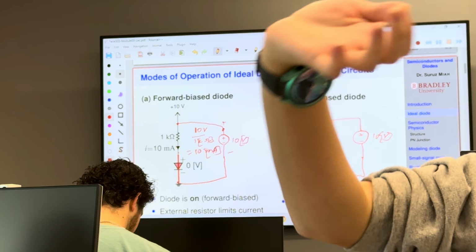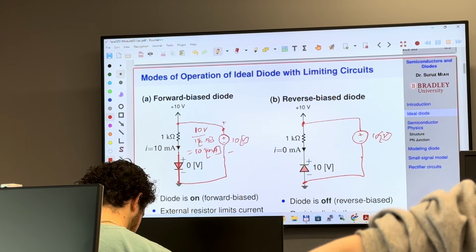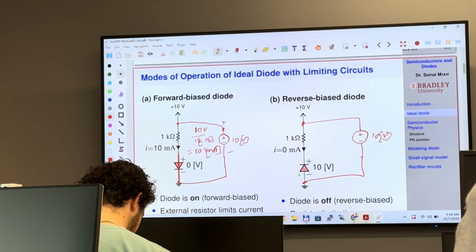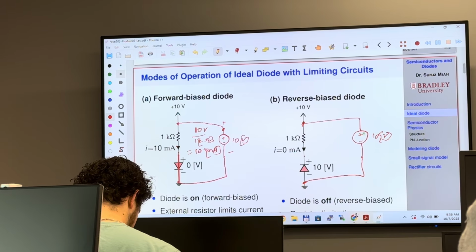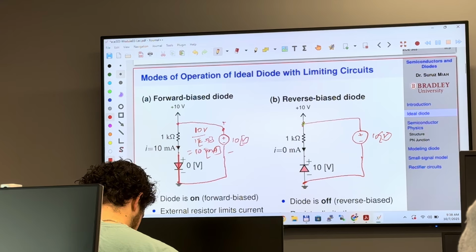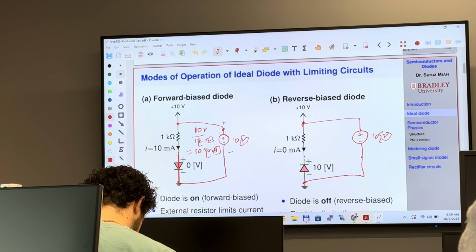Now, the anode terminal of the diode has less voltage with respect to the cathode, because here we have positive 10 volt. So cathode voltage is more than anode voltage. If cathode voltage is more than anode voltage, which means that the diode is off.